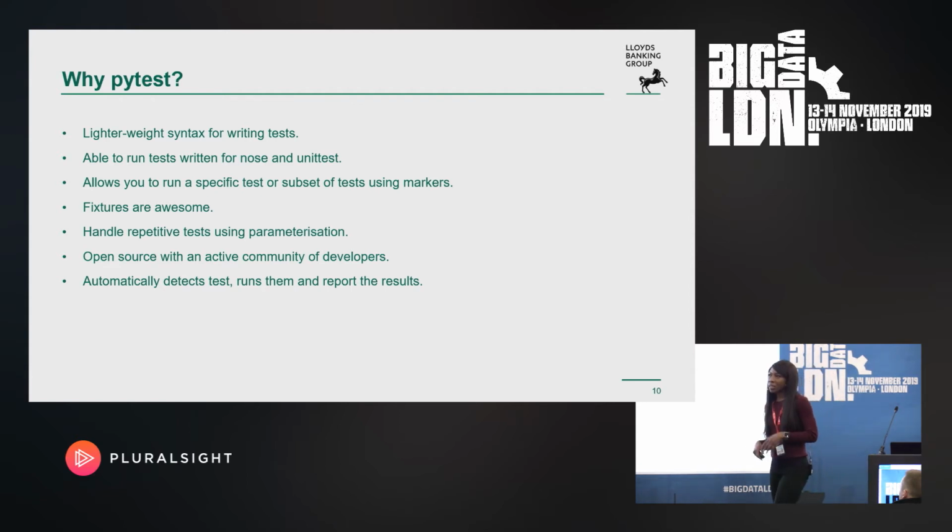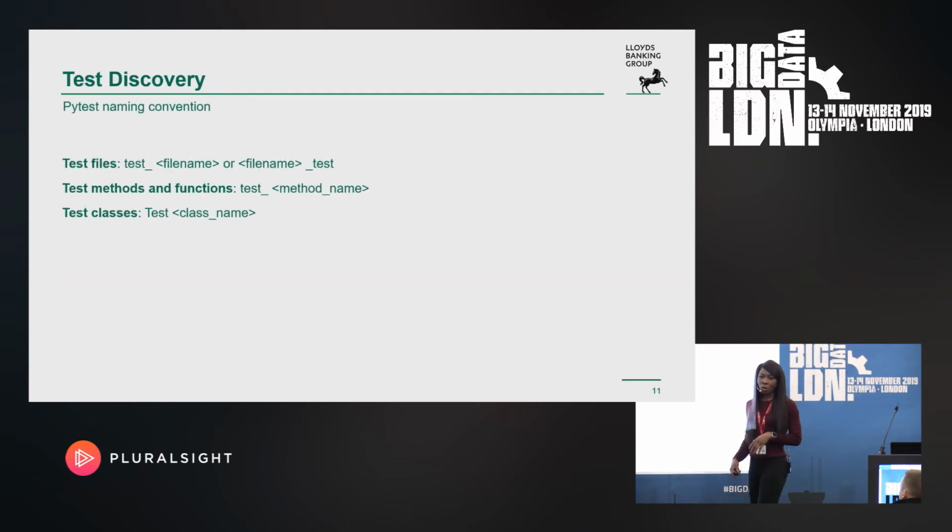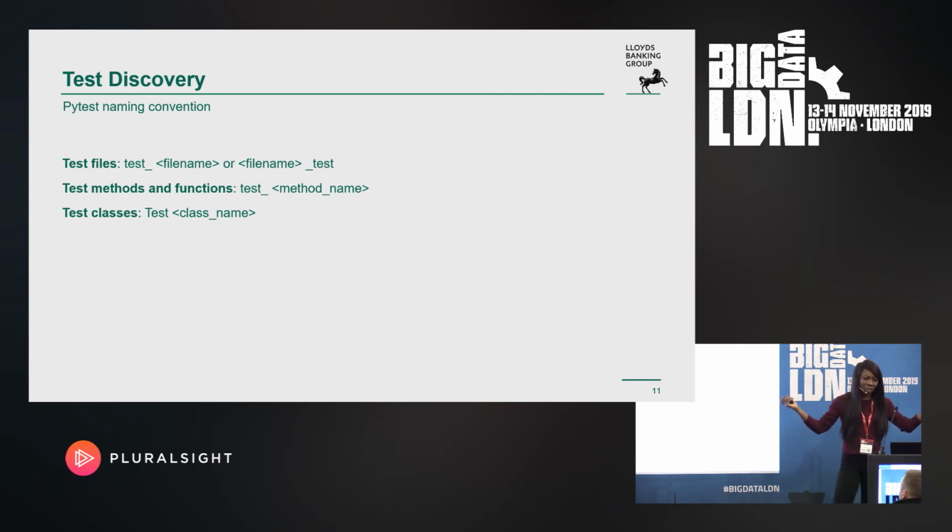It's got this process called test discovery, whereby if in your project you follow the Pytest naming convention, it is able to automatically detect the tests in your project and report the status of them. And these are the naming conventions that you have to follow if you do decide to use Pytest. That is, for your test modules, they either have to begin with test underscore or end with underscore test, while your test functions need to begin with test underscore, and your test classes just begin with Test.